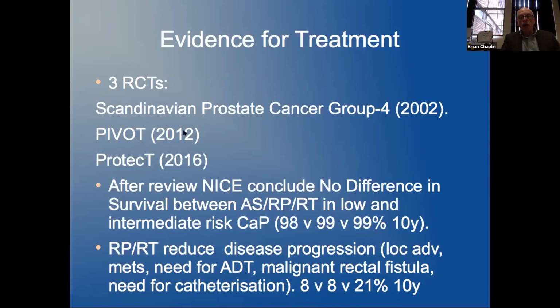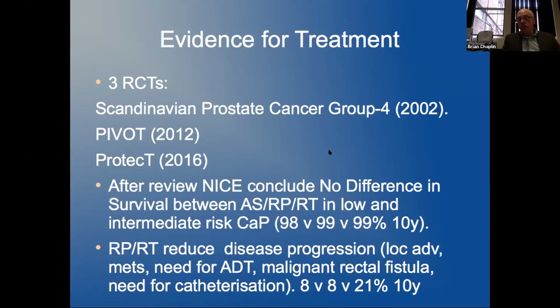The PIVOT trial is a Veterans Administration trial from the States. That again showed only very small benefits, and particularly for those men with intermediate risk tumors, not with low risk tumors, and a much smaller benefit for high risk tumors. PROTECT-T is the most modern trial. That was a UK trial. It was published in 2016.